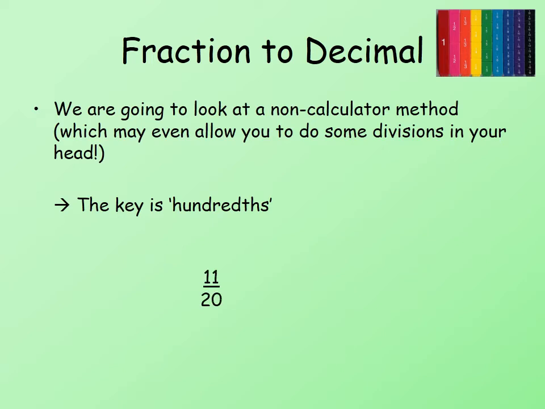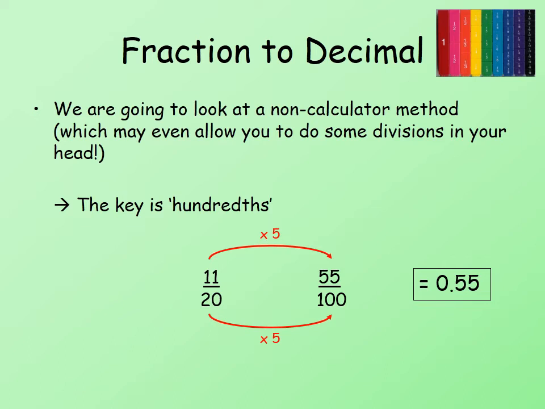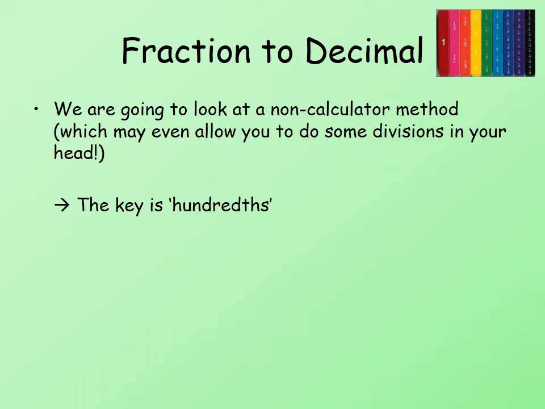Here's another one, 11 over 20. So what did we do to turn the 20 into 100? We times it by 5. So we must do the same to the top number, and that becomes 55. So 55 divided by 100 is 0.55.